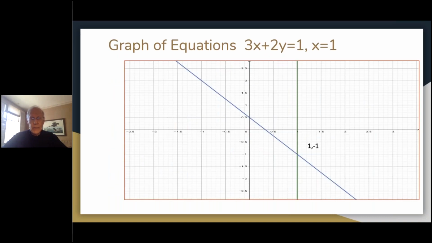All right, there's the graph. And if you look at the green line going up and down, that would be x equals 1. It's 1 square, or 1 over from the y-axis. And then the other equation, 3x plus 2y equals 1, is that blue line going down on a diagonal. So what we're doing when we're solving equations, in a sense, is finding the x-y coordinates on a graph like that. Again, this is just to help you visualize it. So we'll go on to another one.